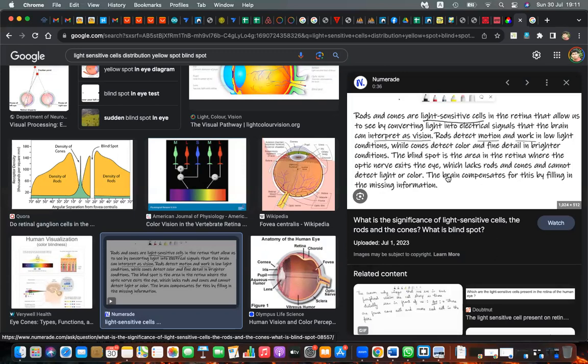The blind spot in the retina is where the optic nerve exits the eye. There the rods and cones are basically very low, therefore it cannot detect color.